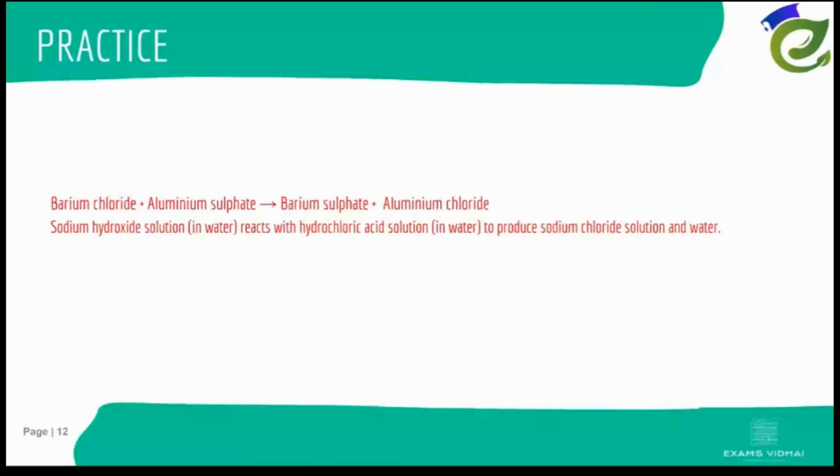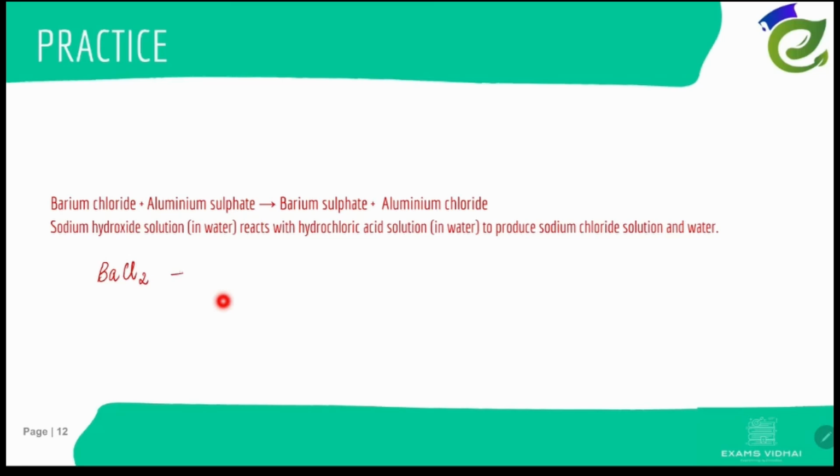Let's take a practice question. Here we have barium chloride reacting with aluminium sulfate. What is barium chloride? BaCl2 on reacting with aluminium sulfate, that is Al2(SO4)3, gives barium sulfate, that is BaSO4, plus aluminium chloride, AlCl3. If we are taking this reaction, is it balanced? How are we saying that it is not balanced?